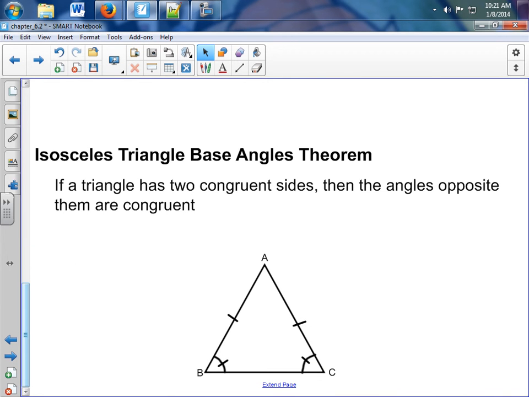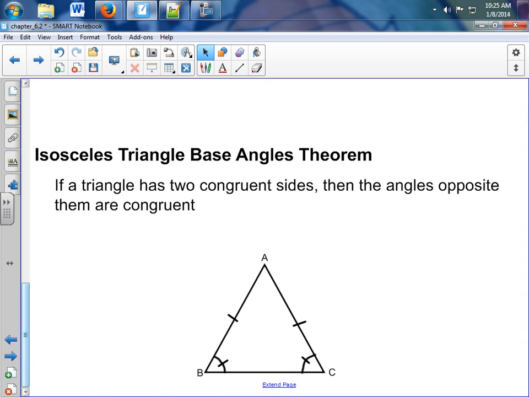And actually, this is the most important one. Okay, here we go. The isosceles triangle base angle theorem. This will be very helpful for your homework. Yes, you have homework. I'm sorry. Okay, if a triangle has 2 congruent sides, then the angles opposite them are congruent. If these 2 sides are equal, the angles opposite are equal.